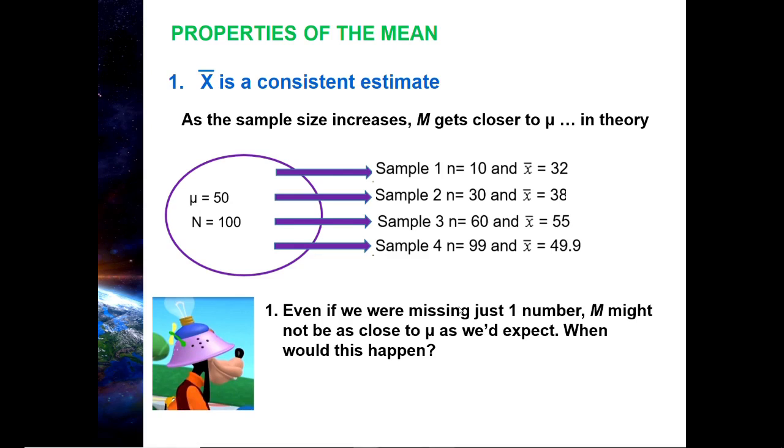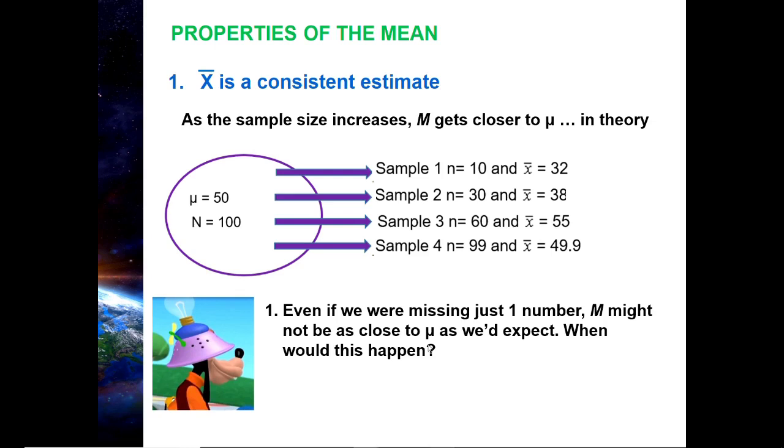So what number might you miss that could still give you an X bar that is really, really different from the population mean? Well, think about this. What if the one number that you're missing happens to be an outlier? We're going to talk more about outliers in this chapter, but just really quickly, an outlier would be an extreme score that is unlike any of the others.